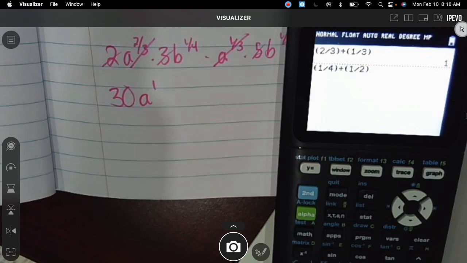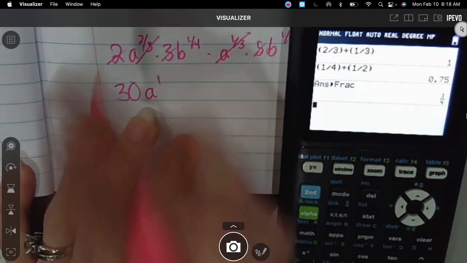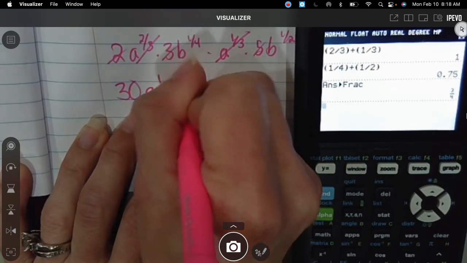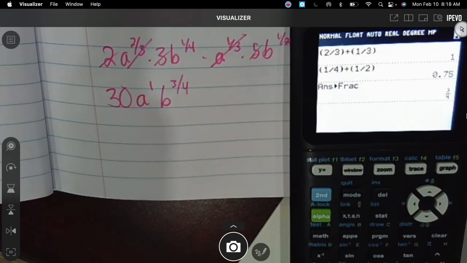Anyway, if I press enter, it's going to give me a decimal. So press math, enter, and that's going to tell you, hey, that's actually 3/4. So I'm going to just write b to the 3/4. And I'm going to leave my answer as that because that's how they do it in the book. They'll leave it like that. When you get to college algebra, it's way more advanced than this, okay? It's going to go on from here.